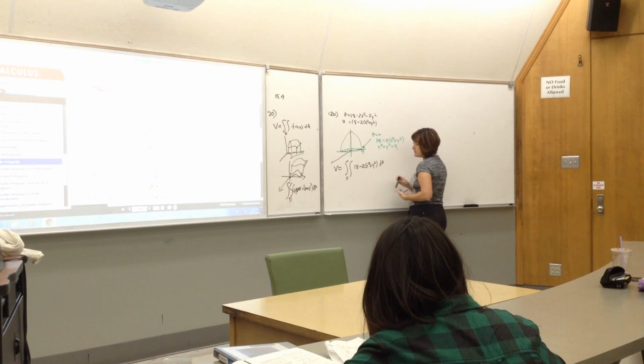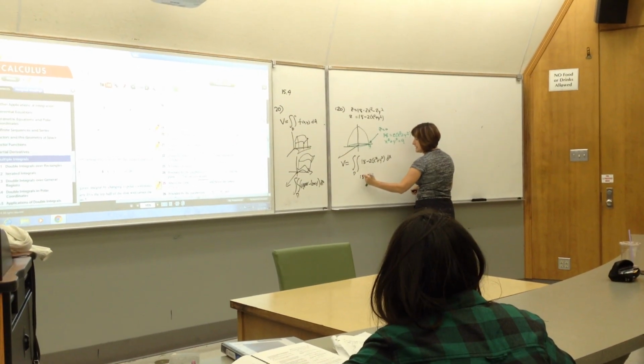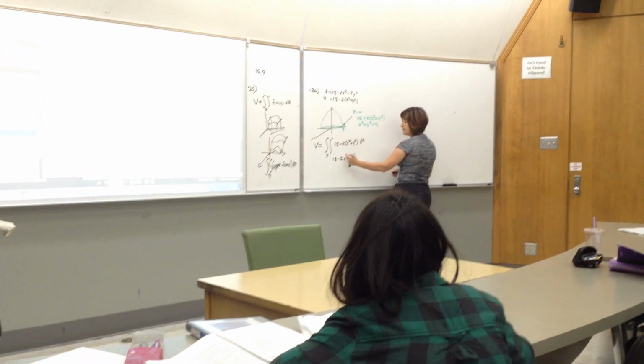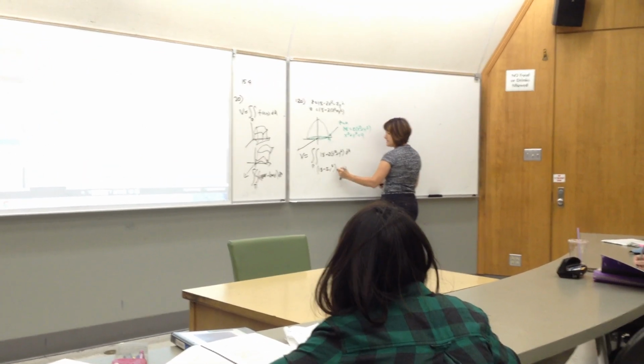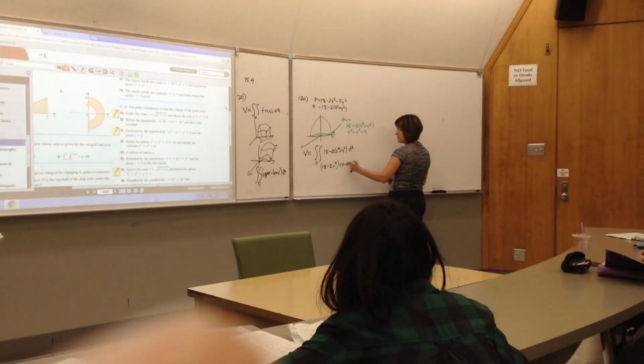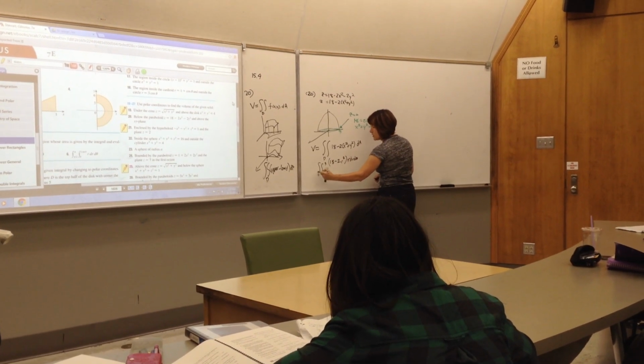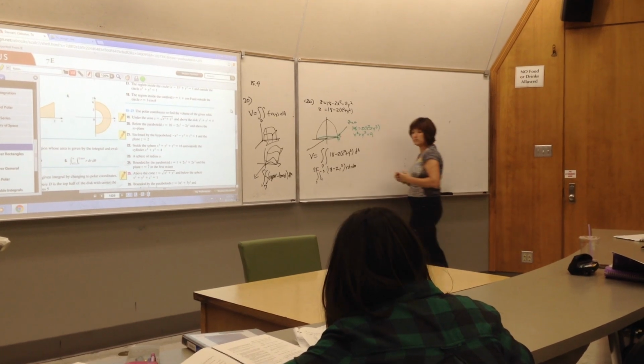So this is going to be 18 minus 2 times r squared, since x squared plus y squared is r squared. dA is r dr d theta. r goes from 0 to 3, and theta goes all the way around.